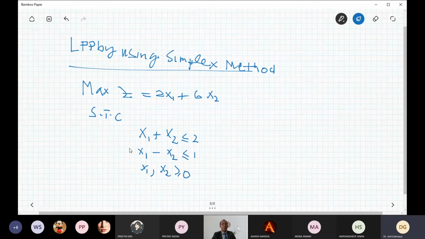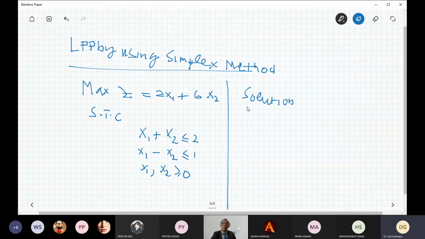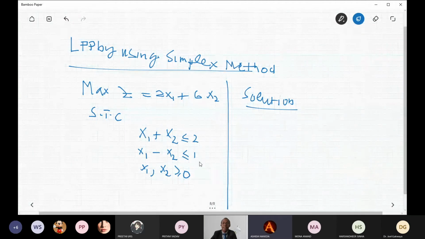So we want to solve this problem. What do we do first? What is the first step for us? We say solution. You can dictate to me. What do we do first? Add the slack variable. Yes.